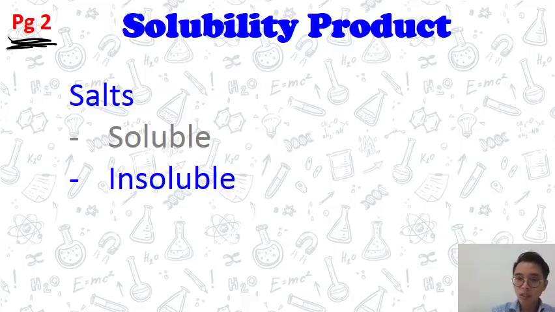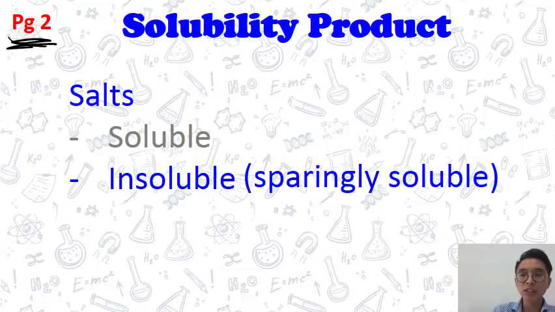Now, this chapter, solubility product, is mainly talking about salts. You have learned from your secondary school that salts are mainly classified into two types, soluble salts or insoluble salts. For solubility product, we are only interested in insoluble salts. But you need to know as well that the term insoluble salts is not exactly true. More accurately, we should call them sparingly soluble salts. There's no such thing as completely insoluble. These insoluble salts are also soluble to a very small extent, so that's why we call them sparingly soluble.